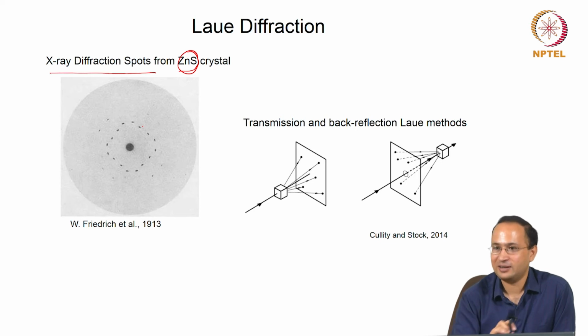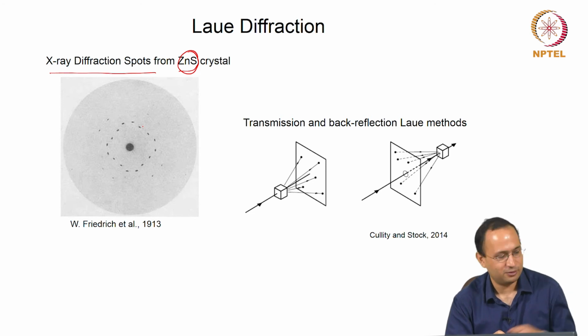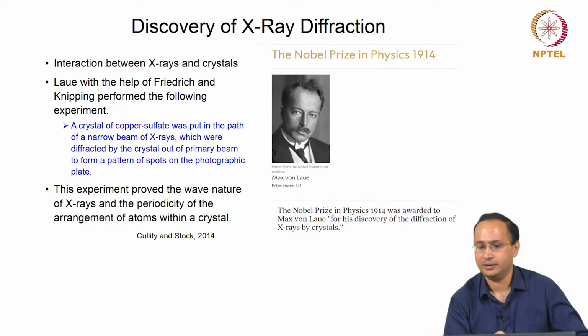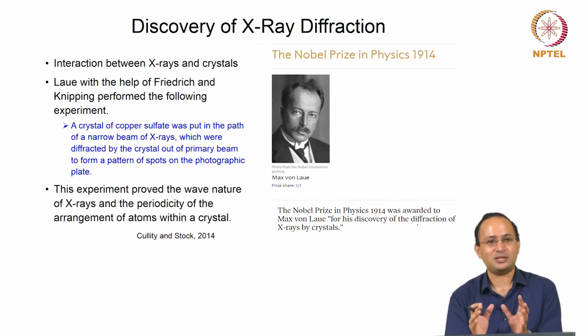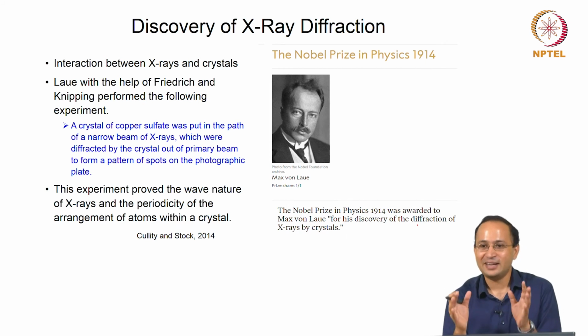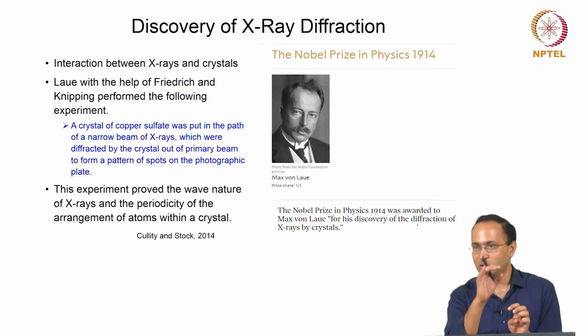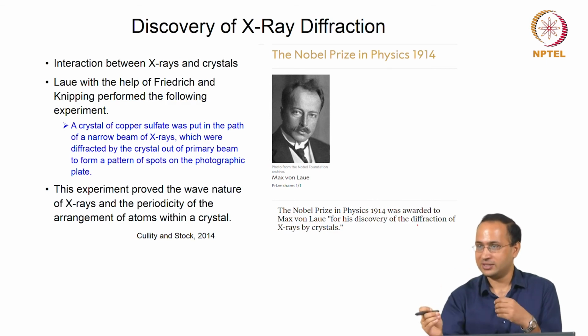Okay. For this he got the Nobel Prize in Physics in 1914 for his discovery of the diffraction of X-rays. So, this experiment tells you that X-rays can be diffracted by crystals, okay, because you are seeing that periodicity when you put crystals in the path of X-rays.